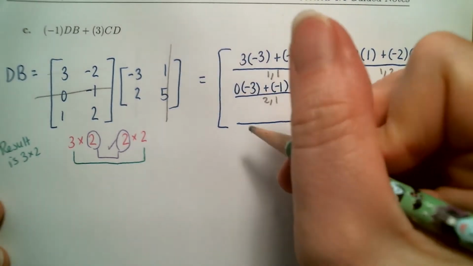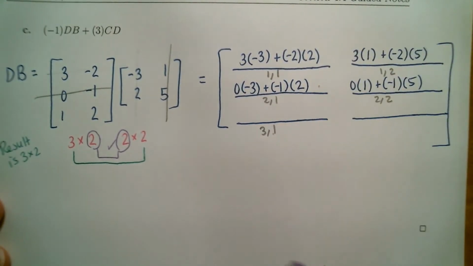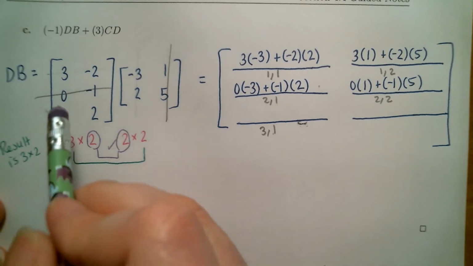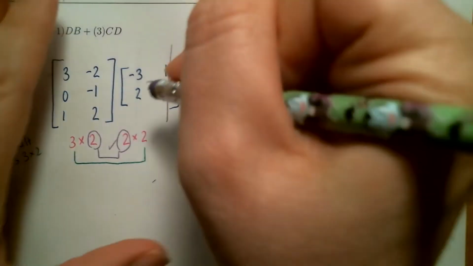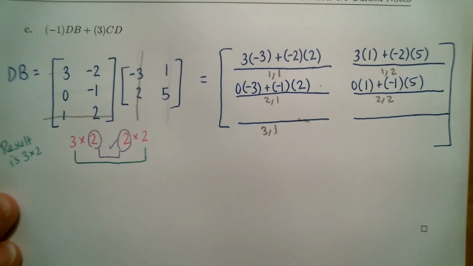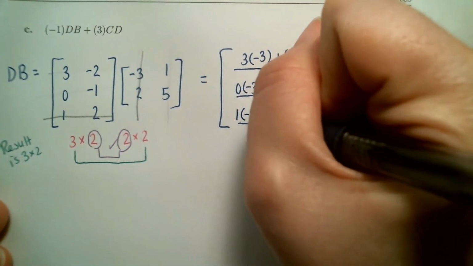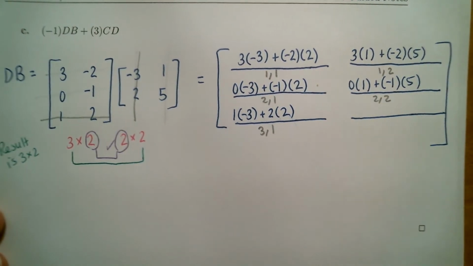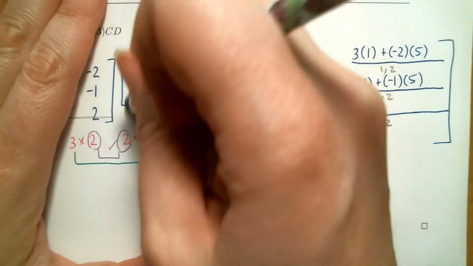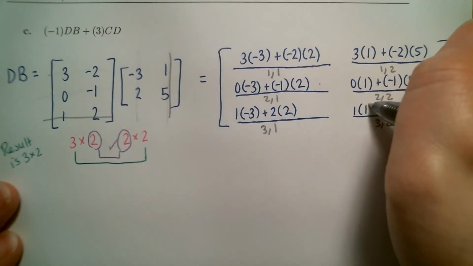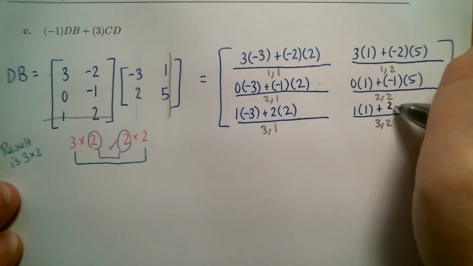And now we're doing the third row, first column. Remember this element, that's where it's located in the matrix we're putting together. This is third row, first column. So we're going to do the dot product of the third row, first column. This is going to be 1 times -3 plus 2 times 2. Last element, this is third row, second column. So it's going to be the dot product of the third row, second column. This will be 1 times 1 plus 2 times 5.